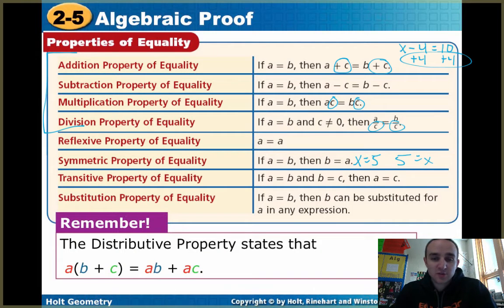So that's symmetric. Transitive property, if A is equal to B and B is equal to C, then A is equal to C. This is very, very similar to our law of syllogism that we just talked about the other day. If A is equal to B and B is equal to C, this B and this B are the same exact thing. So if A is equal to that and that's equal to C, then we can jump straight from A to C. That is our transitive property of equality. Very, very similar to the law of syllogism.